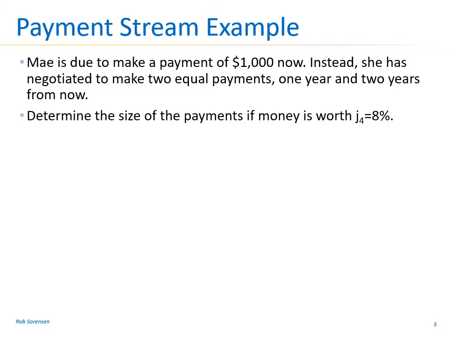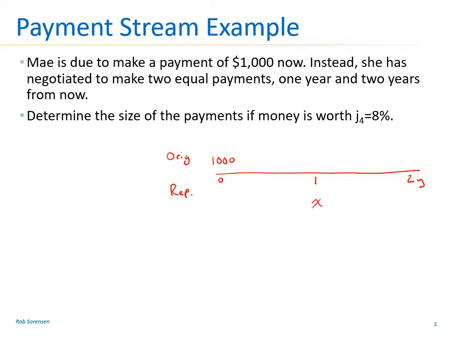So we'll work out an interest rate that we think is fair for both parties, in this case 8% compounded quarterly. And with that rate, can we now work out what the new payment should be? So let's have a look. I'm going to start by drawing my timeline. I've got the original deal up on top, and that was $1,000 now. She wasn't able to pay that, so she's going to replace that with a new set of payments, and the new payments are at 1 and 2 years.